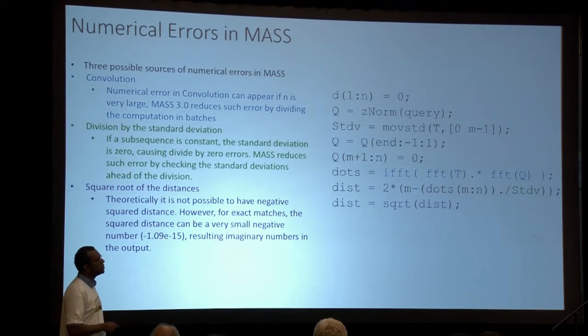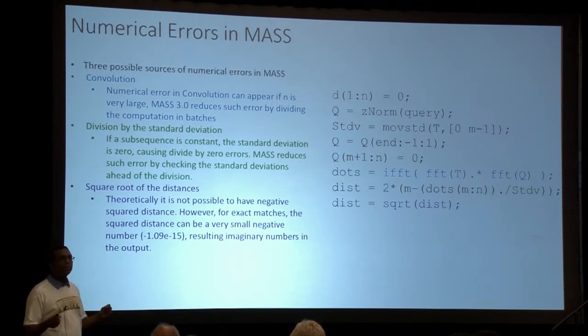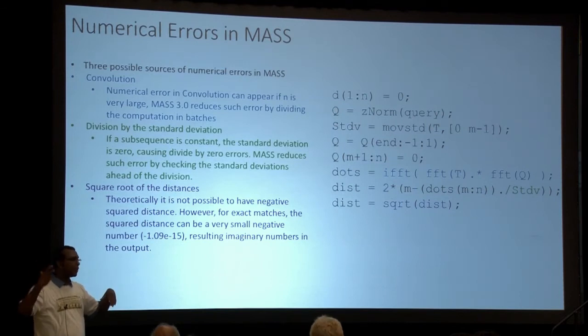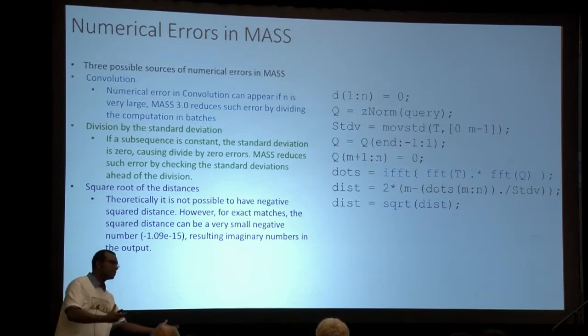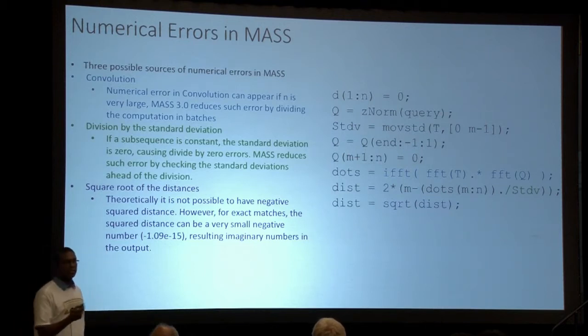And the final one is square rooting. When you take the square root of a negative number, you can have an imaginary number in the output, which is theoretically not possible because Euclidean distance is always positive. It cannot be imaginary. So when does that happen? It happens when you have two sequences, say the query is from the time series itself, meaning that it matches your time series exactly and the distance is 0. Then maybe your distance value will be something very small, but with a negative sign. Then you get an imaginary number and produce an odd distance profile.